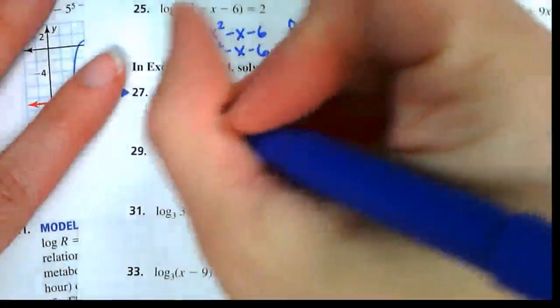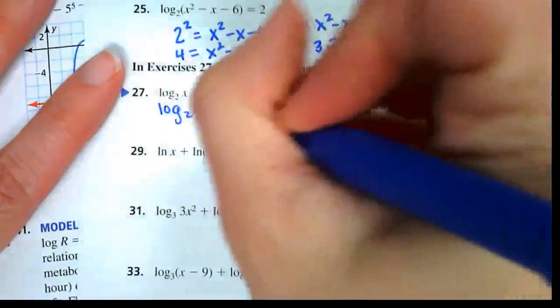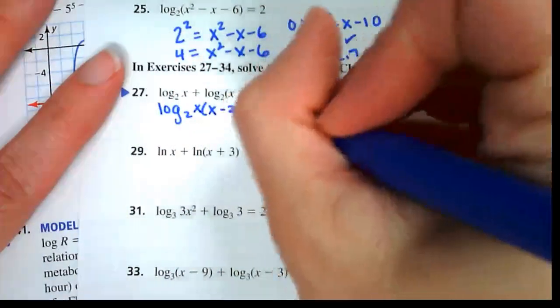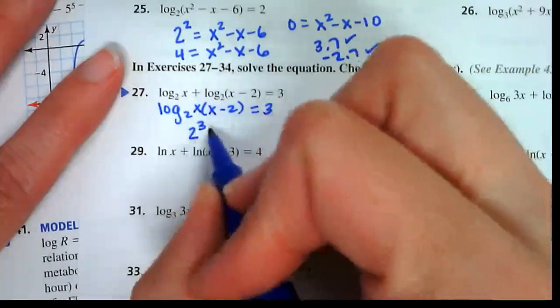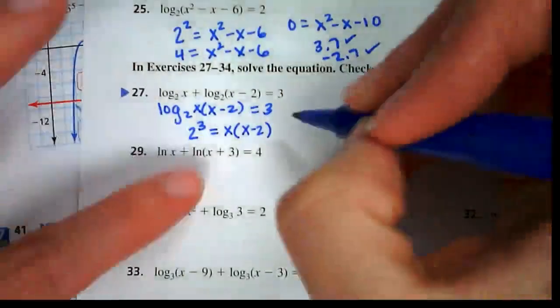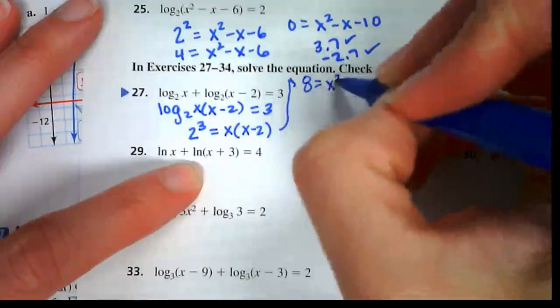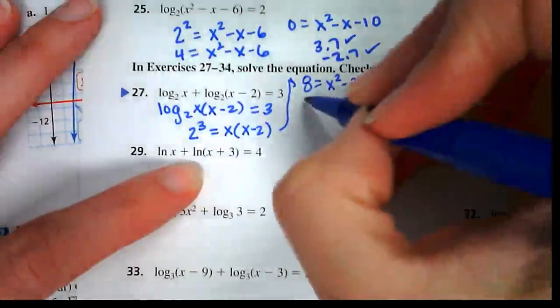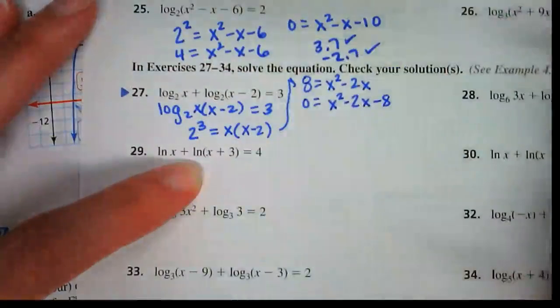For number 27, we're going to put these two expressions together by multiplying. Then we're going to rewrite in exponential form. So 2 to the third equals x times x minus 2. So then we're going to say 8 equals x squared minus 2x. Move the 8 to the other side because we have a quadratic.